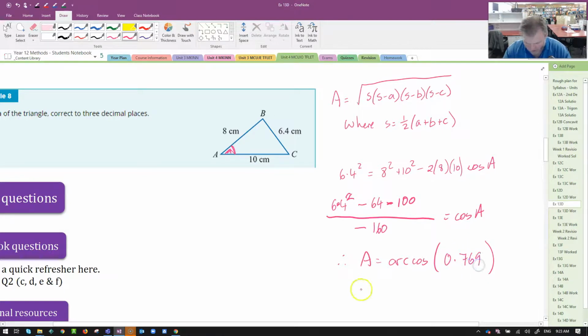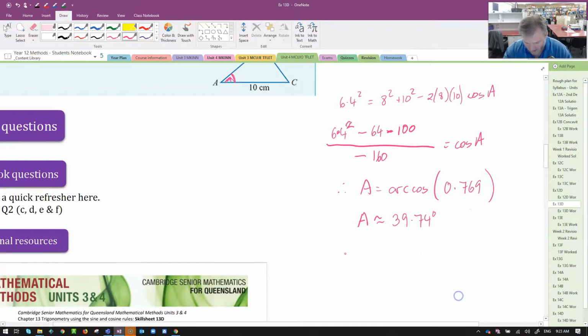0.769. A is approximately equal to the arc cos of that. Arc cos of the previous answer, 39.74-ish degrees. Can I find the area of the triangle now?